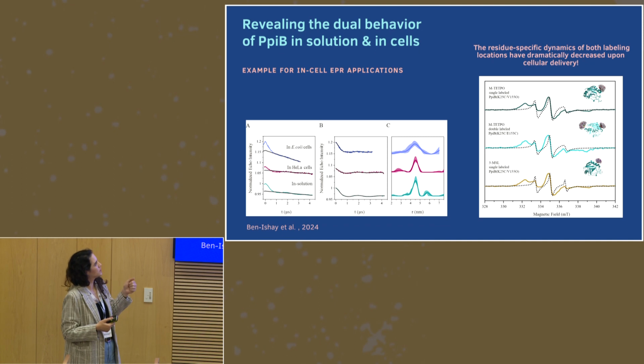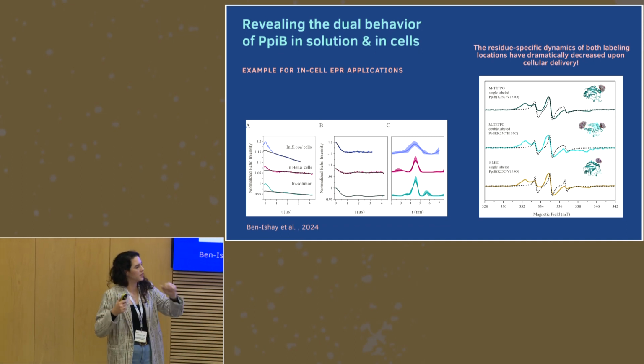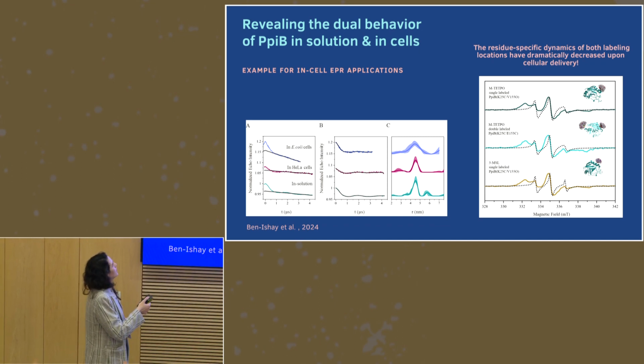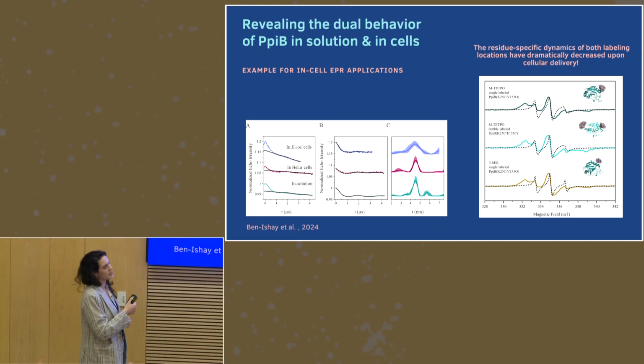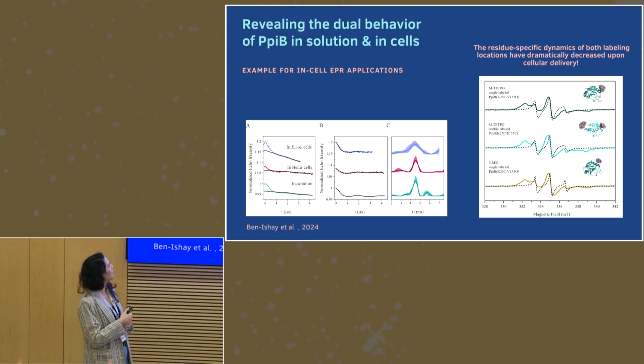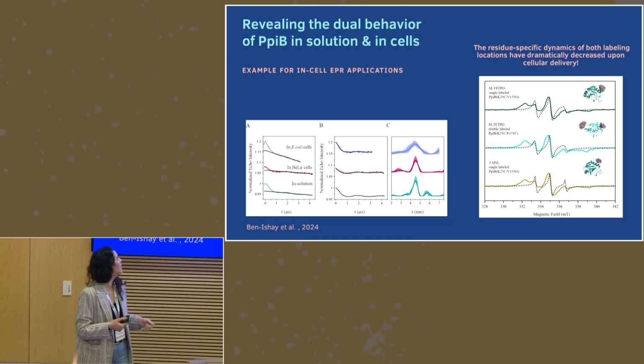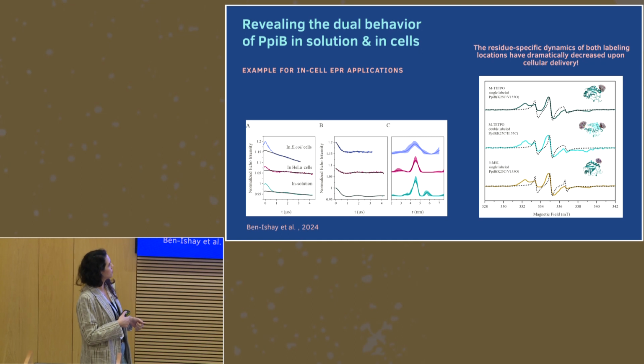An additional thing that we wanted to see is the distance distribution. So we incorporated double-labeled protein and delivered it into E. coli cells, which are the native environment of our protein, and into a non-native cellular environment, which is HeLa cells. They represent mammalian cells. And we compared it to in solution.